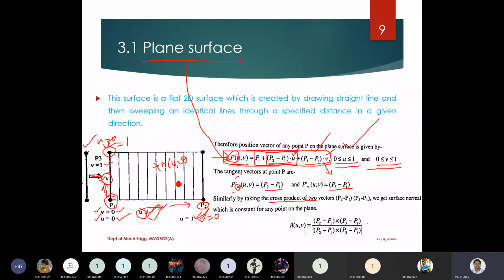And the corresponding tangent vectors for surfaces, you do have two tangent vectors. One tangent vector you can get by differentiating the above equation with respect to u. You call it a u tangent vector, and another tangent vector would be with respect to v. By differentiating with respect to v, you get a v tangent vector, and there will be a normal vector also. Whenever you have two tangent vectors, you know the procedure: simply the cross product of these two is nothing but the normal vector.